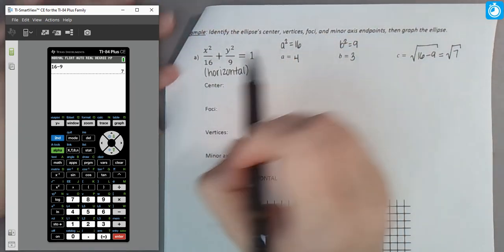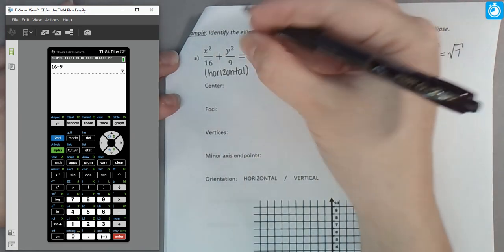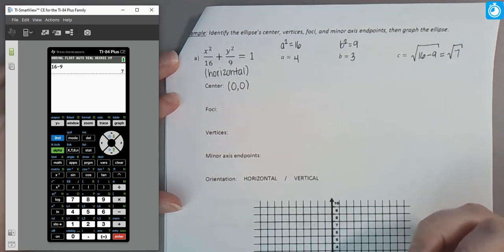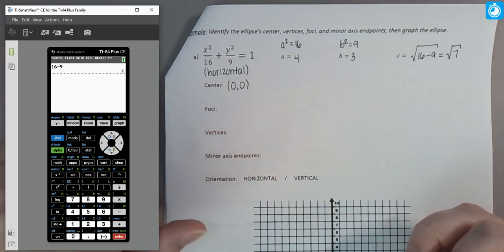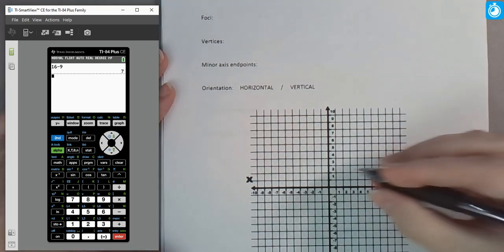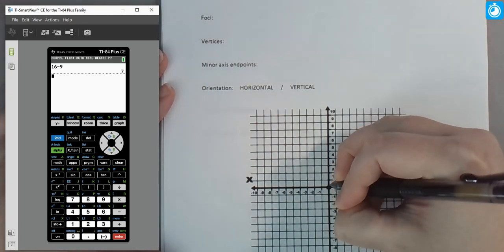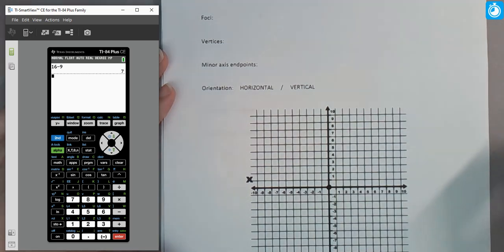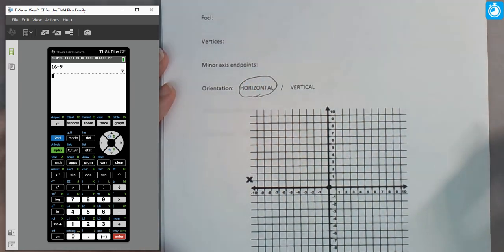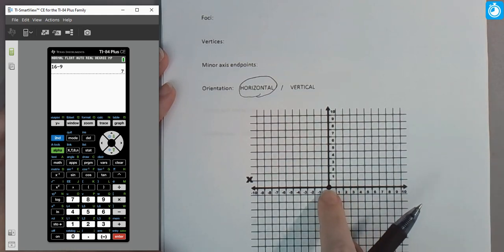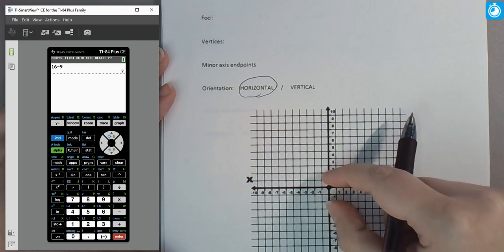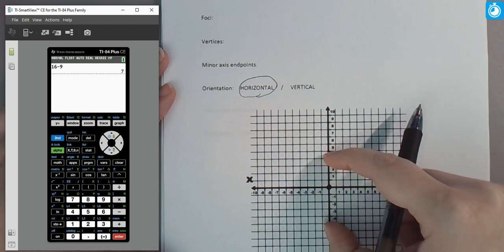So our center, based on the form of our equation, is going to be 0, 0. Okay, so as I find individual components of the graph, I'm going to add those to my graph. So we have a center at 0, 0. And again, we made the determination that this is going to be a horizontal ellipse, which means that from the center, the longer axis is horizontal, and then the shorter axis is vertical.